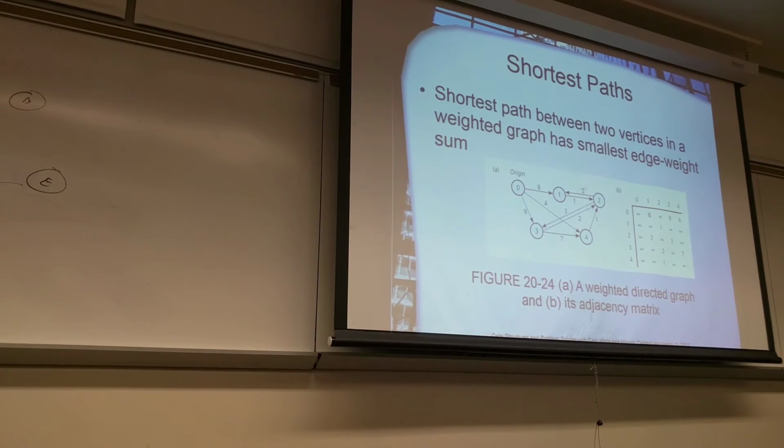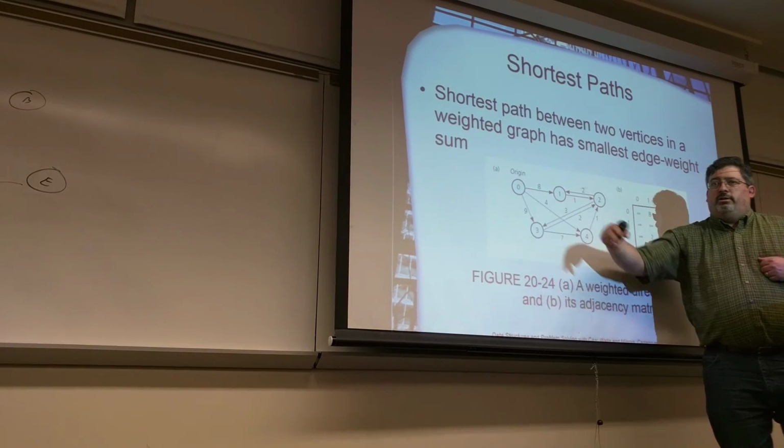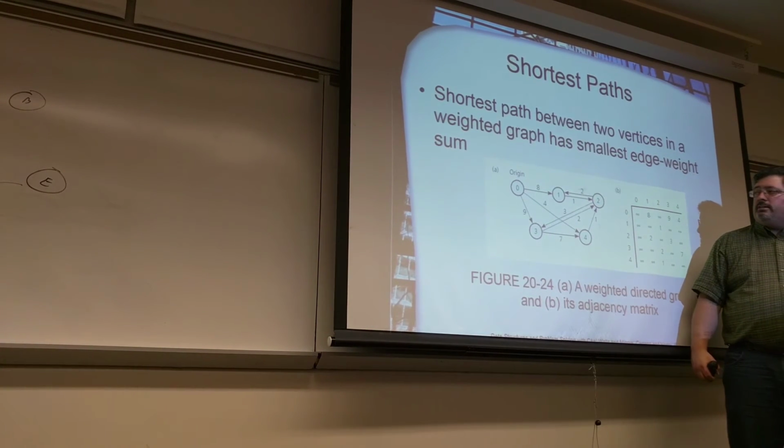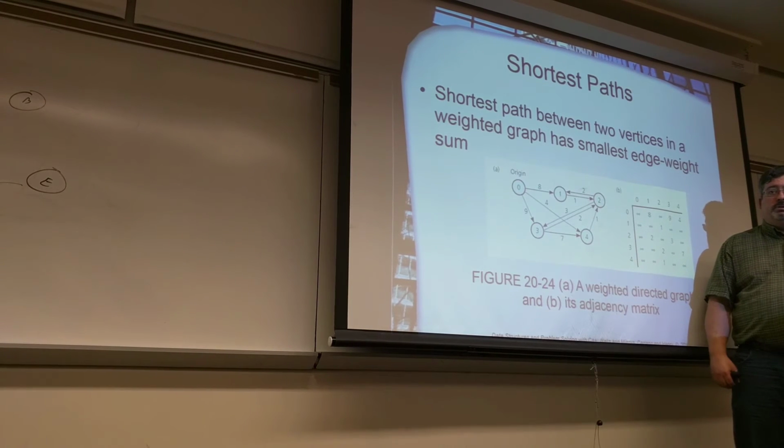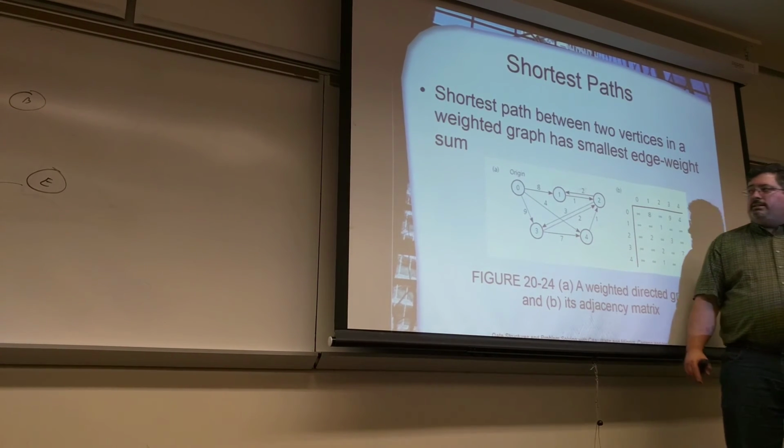Here's a different graph. This is a directed graph. It's got cycles. This is just a weighted directed graph. The shortest path between two vertices in a weighted graph is the smallest total edge weight. So the min span tree was actually creating a tree covering all the nodes. Shortest path says, I'm going to start at 0, and I want to find the shortest path to get to 2. Now you might say, oh, that's easy.